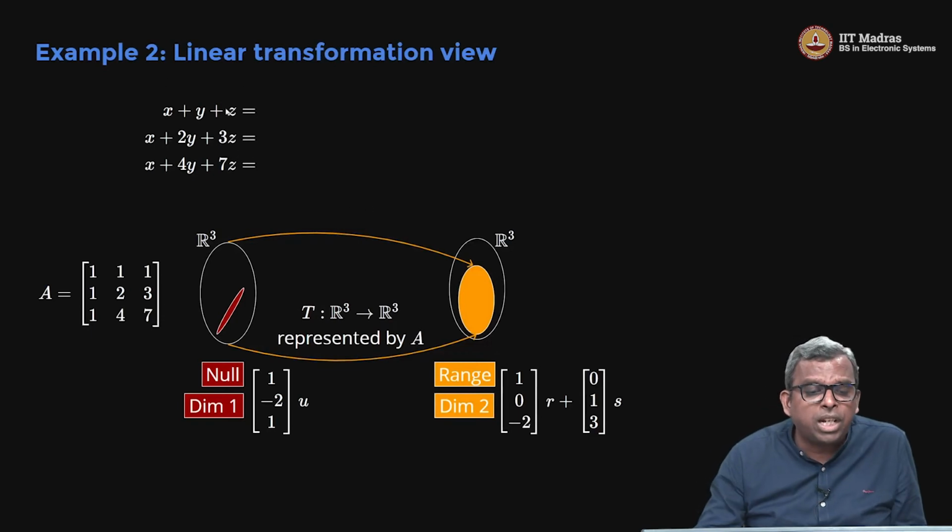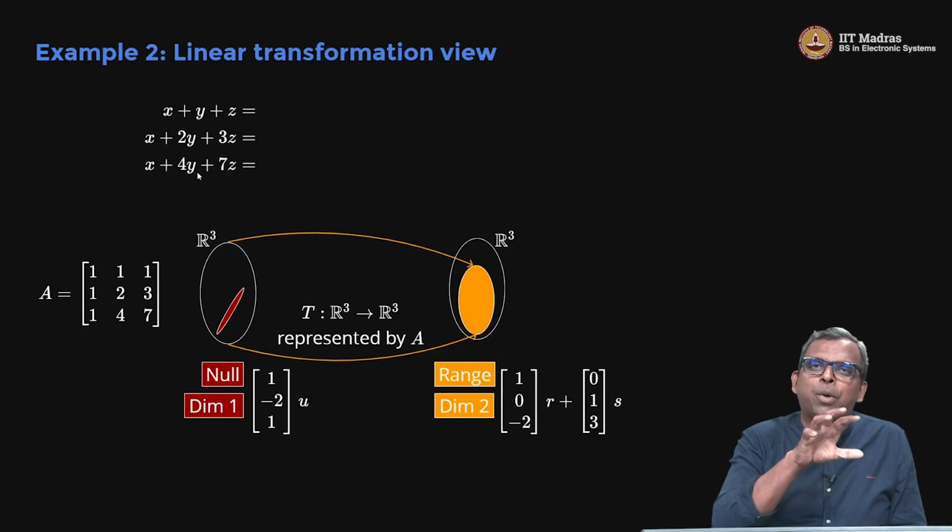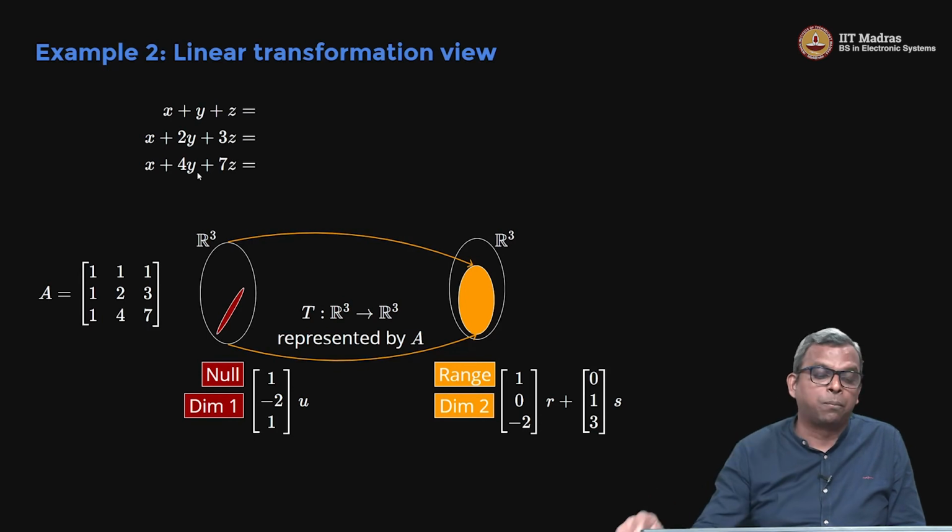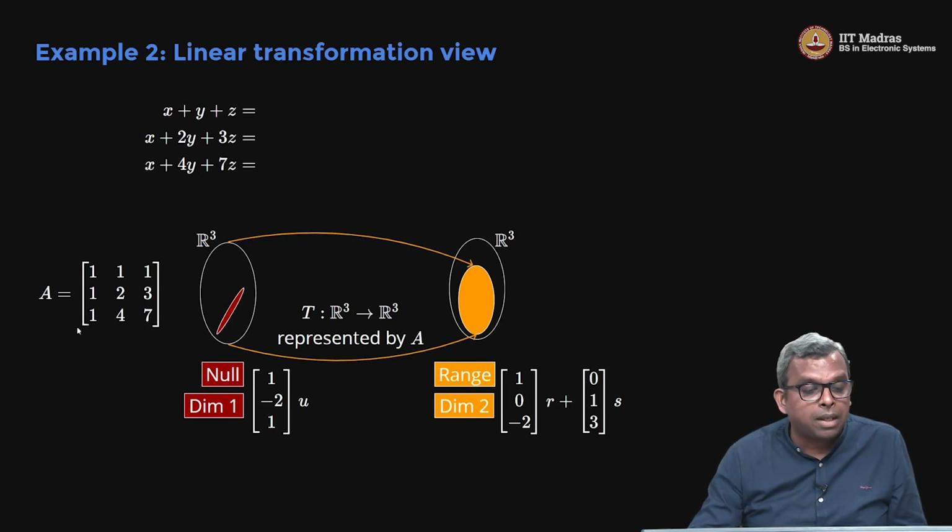This is my equation. I've only shown the left hand side because the left hand side of the equation is what controls the linear transformation, isn't it? So the left hand side is shown here. This gives me the matrix, and with this itself I can compute all this information, right? I know that my linear transformation is from R3 to R3, so I have my ellipses as before, but then I know that my range is only dimension 2. What is my dimension 2? It's got a span of 1 0 minus 2 and 0 1 3, right? So 1 0 minus 2 times R plus 0 1 3 times S.